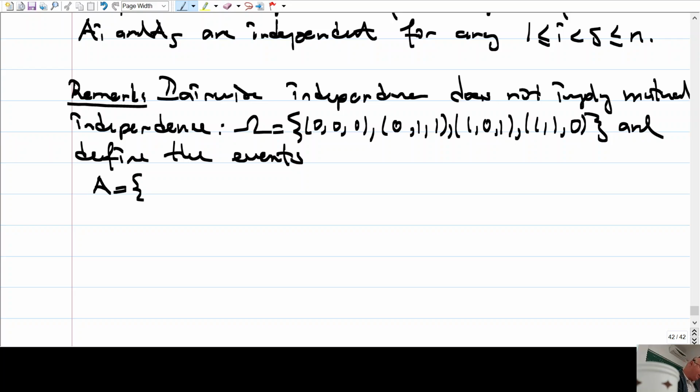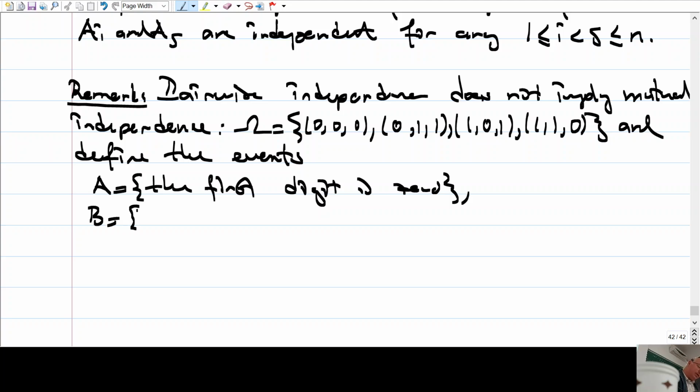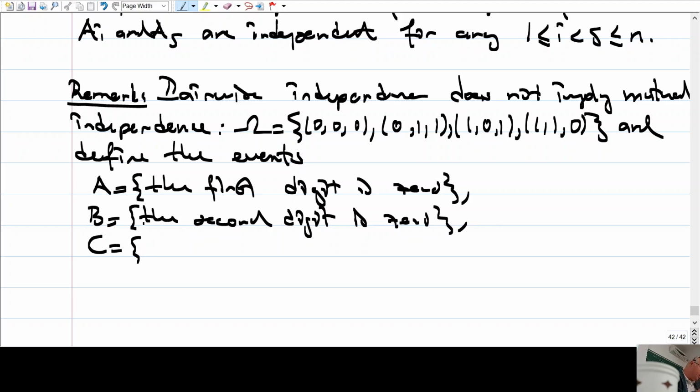events. A is the event that the first digit is 0. B is the event that the second digit is 0. And C is the event that the third digit is 0.